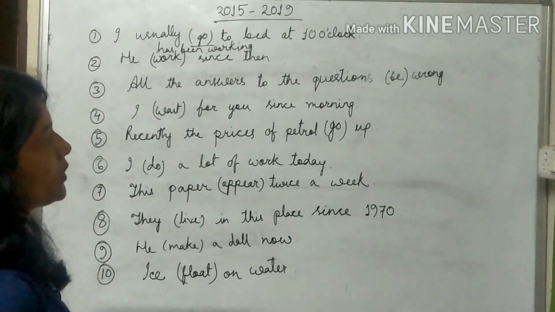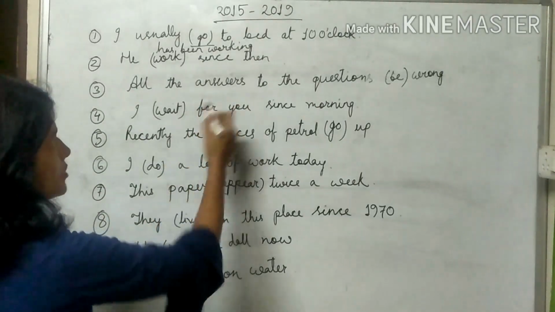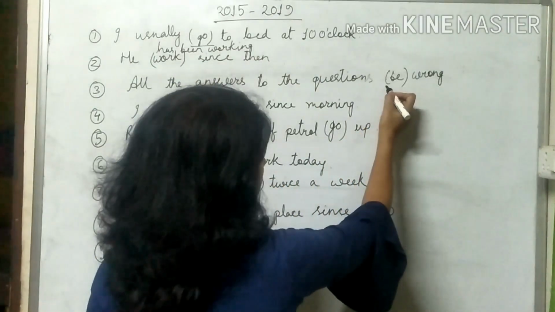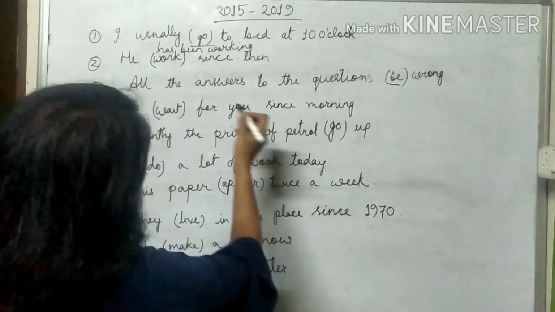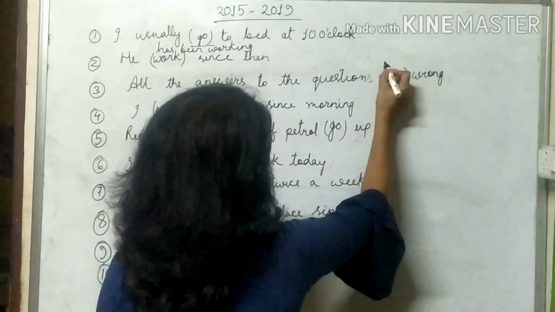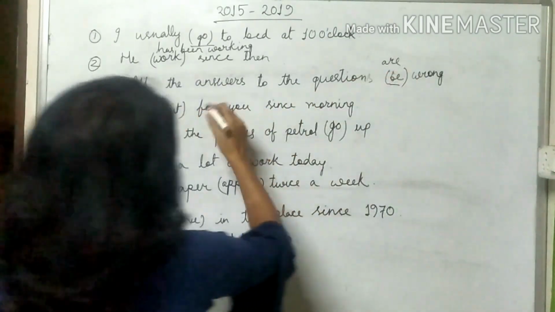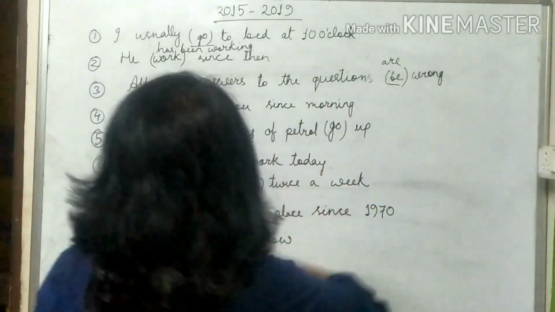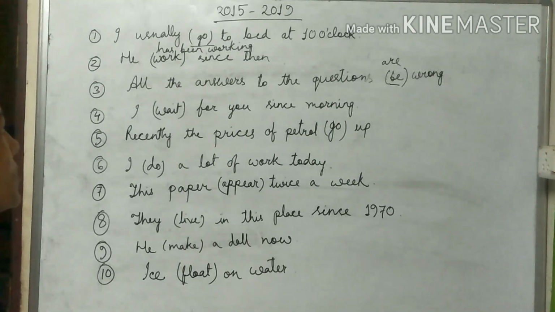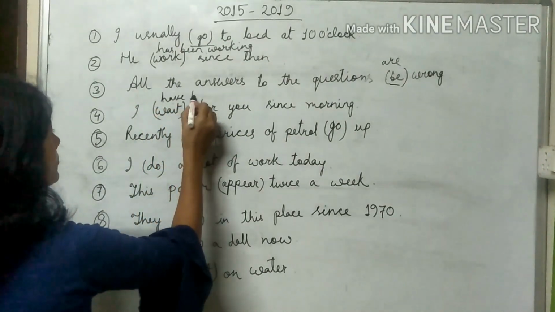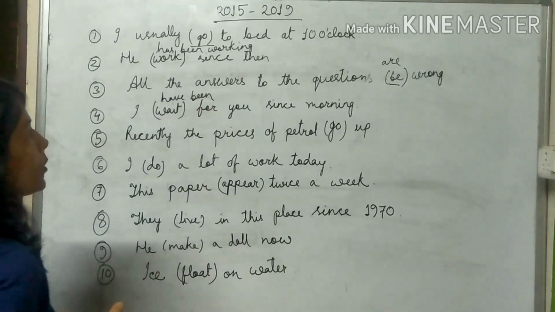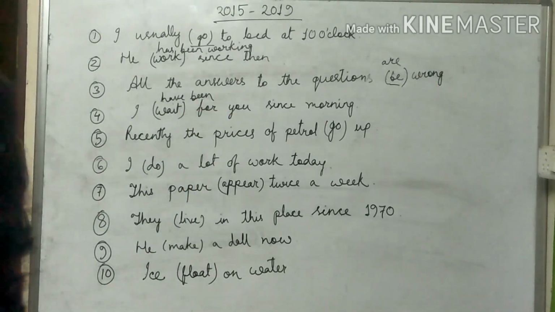All the answers to the questions, all the answers in plural. So you have to use here be verb, is, am, are. What will it be? Because answer is plural, are. All the answers to the questions are wrong. I wait for you since morning. I have been waiting for you since morning.